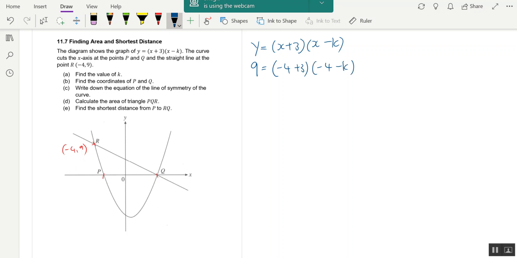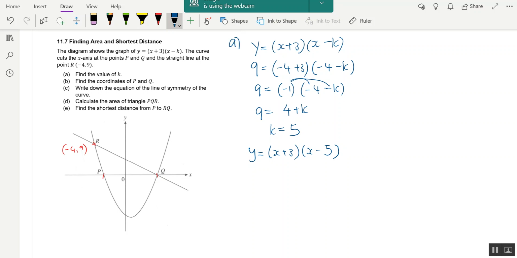Okay, this is where the trouble is going to come. So negative 4, 9 is equals to negative 1 multiplied by negative 4 minus k. So multiply in, I will have 9 equals to 4 plus k. K equals to 5. Okay, so in this case, you know that y is equals to x plus 3, x minus 5. So this is for A.